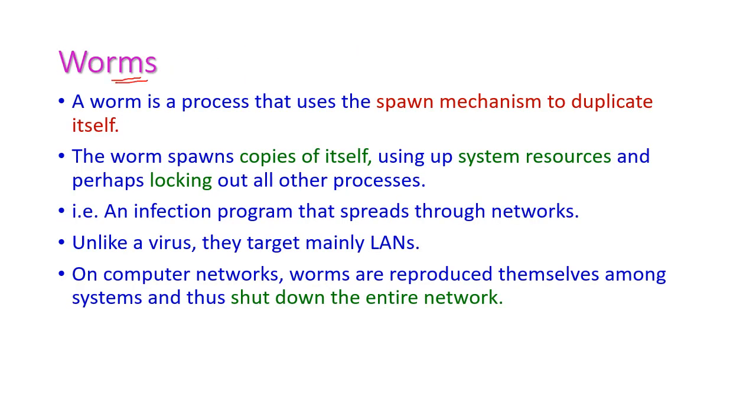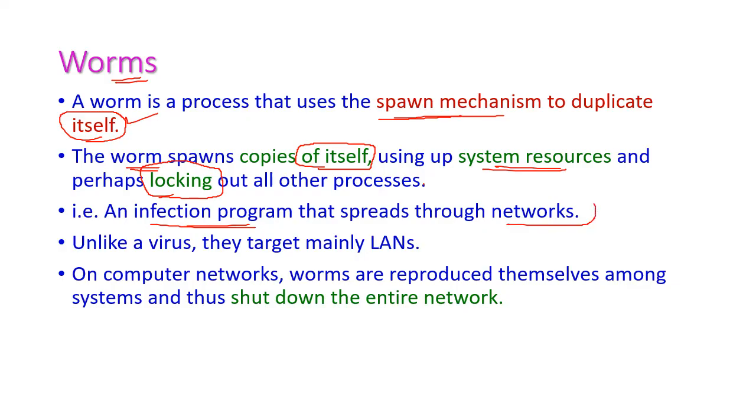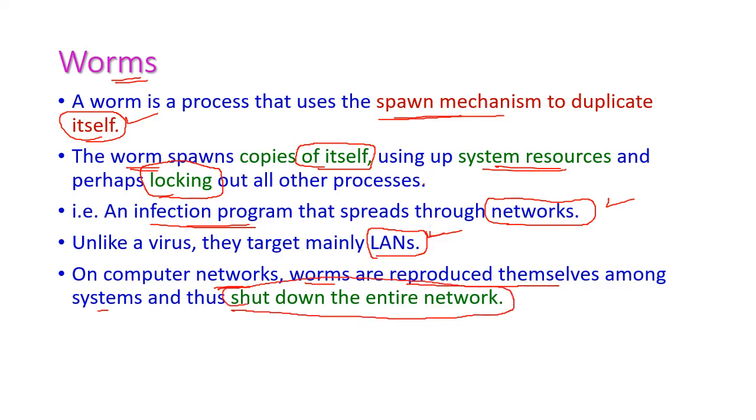The first one is worms. A worm is a process that uses a spawn mechanism to duplicate itself. That is, the worm makes copies of itself using system resources, and hence it locks out all the computer processes. That means the infected program will spread throughout the network, so its main focus is to attack the local area network. LAN means local area network. On computer networks, worms reproduce themselves among the systems and thus shut down the entire network. The same file is copied multiple times, so it occupies all the CPU time as well as the main memory, and hence the entire network will be shut down.